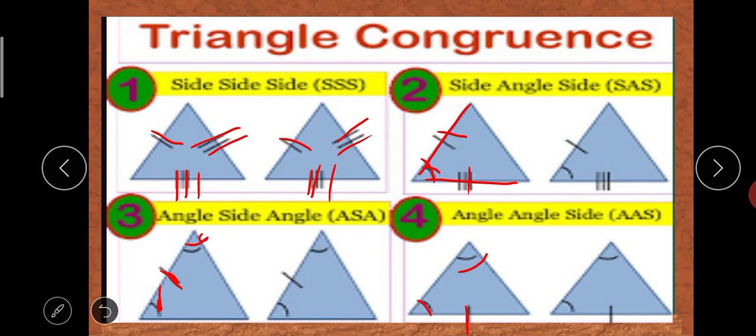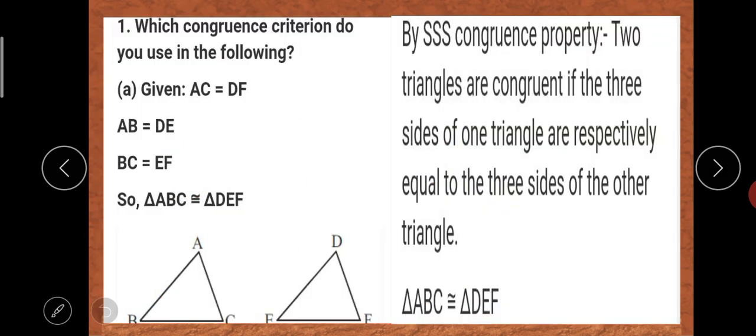So how do we find the congruency of triangles? By using SSS, ASA, SAS and AAS, and the last one is RHS. Using these properties, we are going to see which triangles are congruent or not. So today we are going to solve our Exercise 7.2. Here some questions are given.